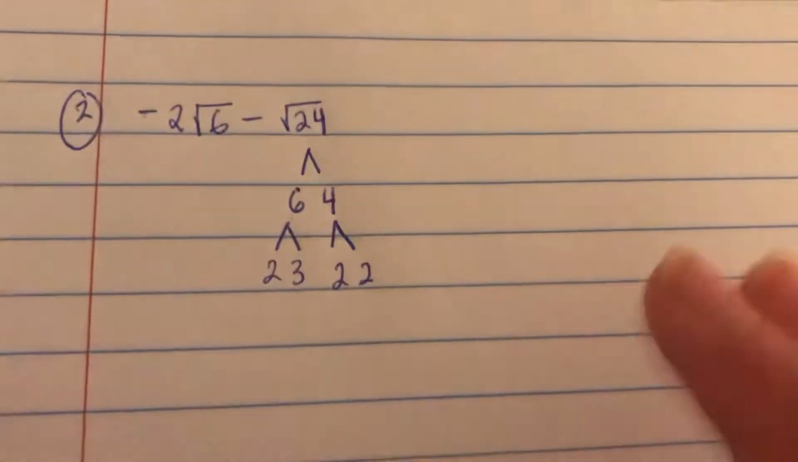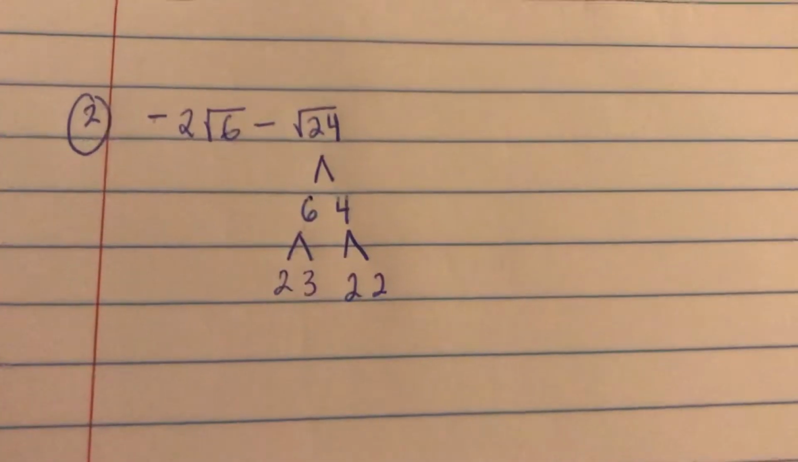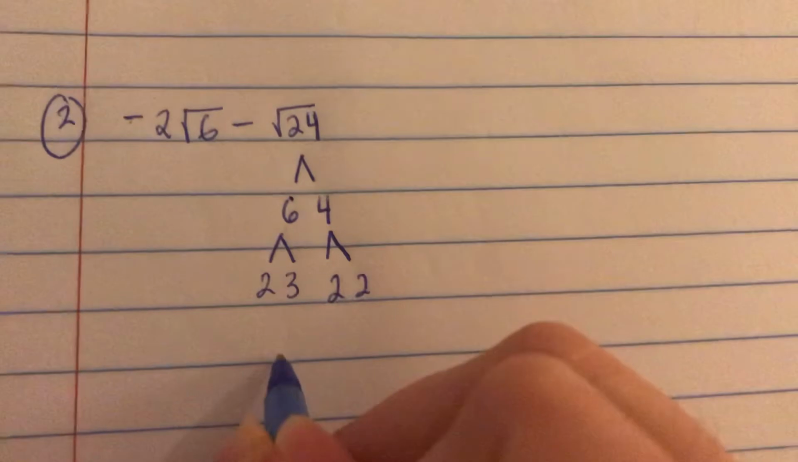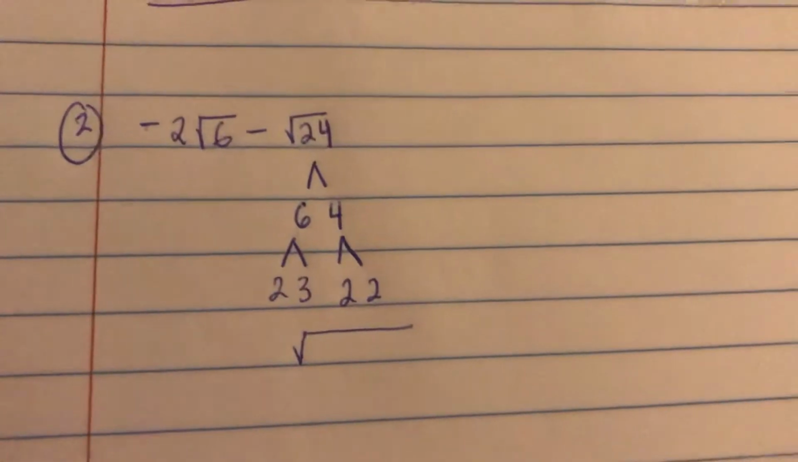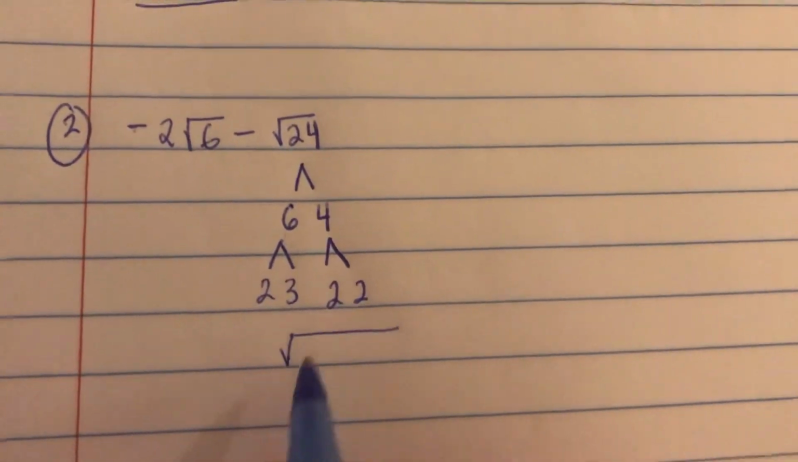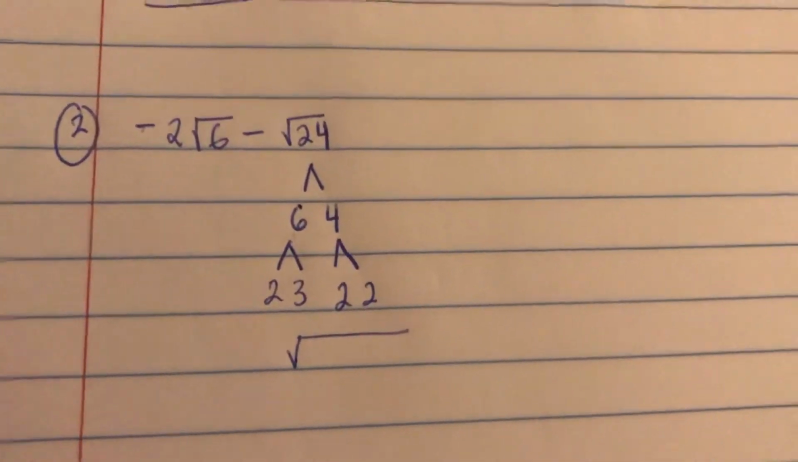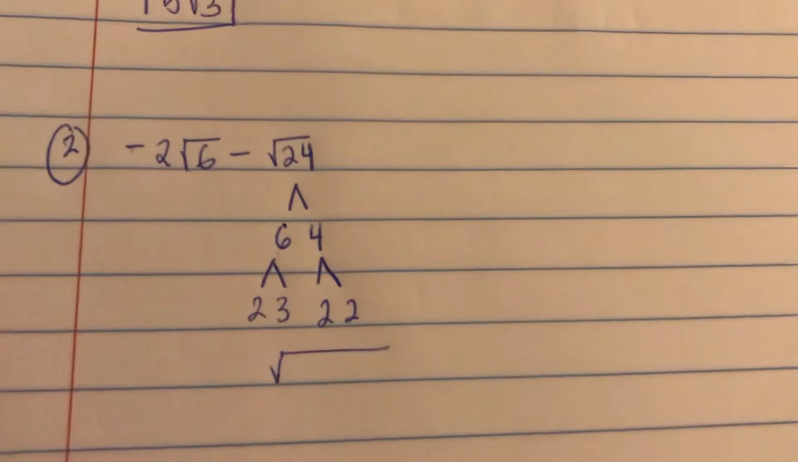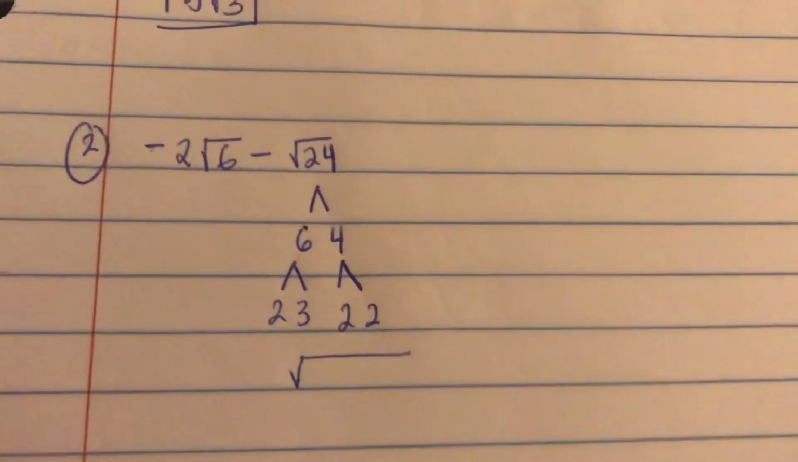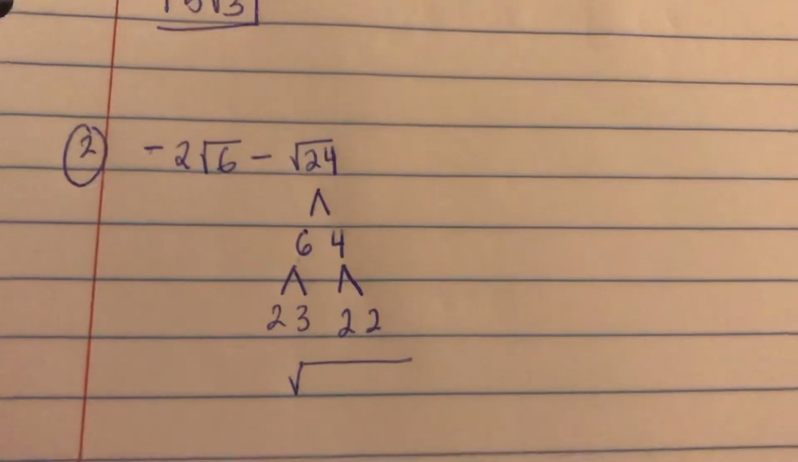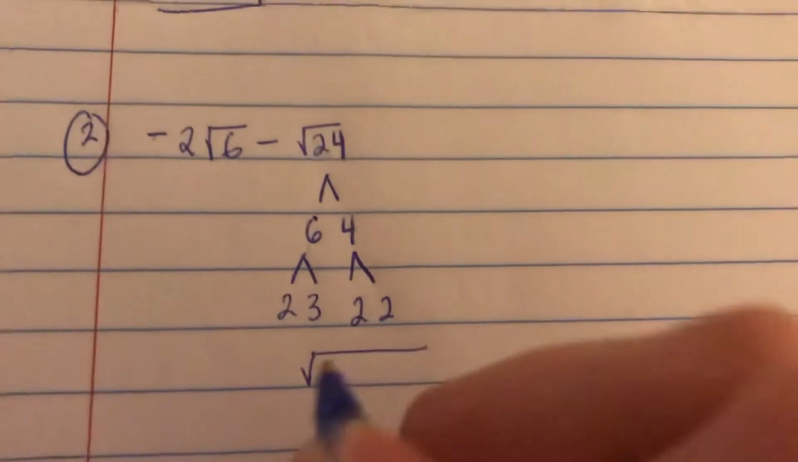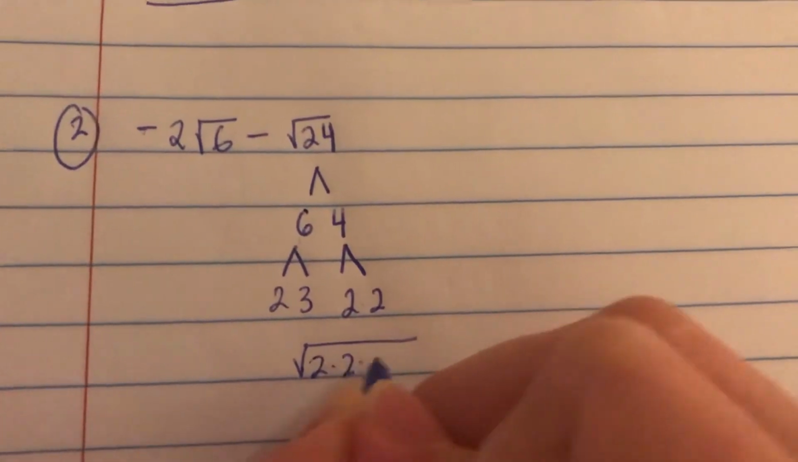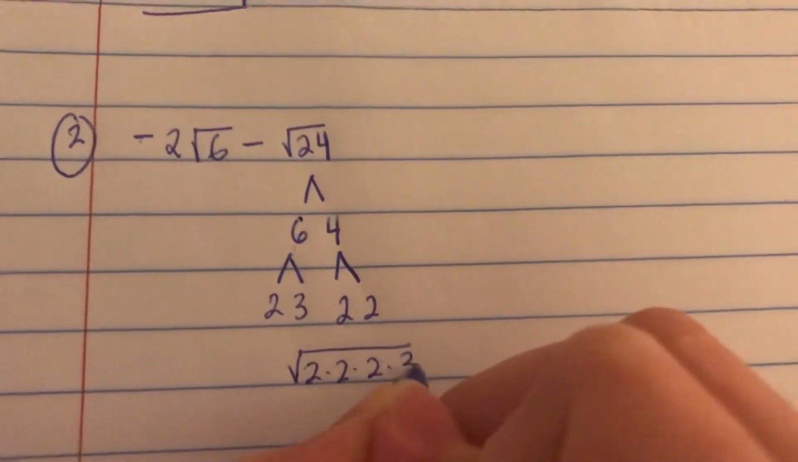So now what I'm going to do is rewrite the square root of 24. So let's bring out the square root. And let's write all the prime factors of 24 inside the square root. I like to write them in order so it's actually a little easier to see visually the pairs of the prime numbers. So I have 1, 2, 3 factors of 2. And I have 1 factor of 3, okay?